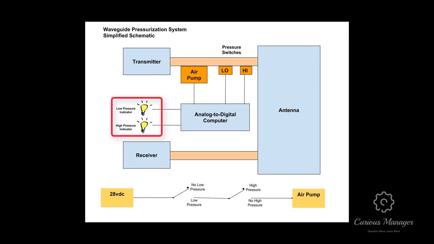And then we have indicators. In some cases these may be a digital indication like a screen or something like that, but in this example I'm going to use light bulbs. Just so if the low pressure switch opens up, the low pressure indicator light comes on, and vice versa for the high pressure indication. If there's high pressure, the high pressure switch opens and the high pressure indicator turns on.